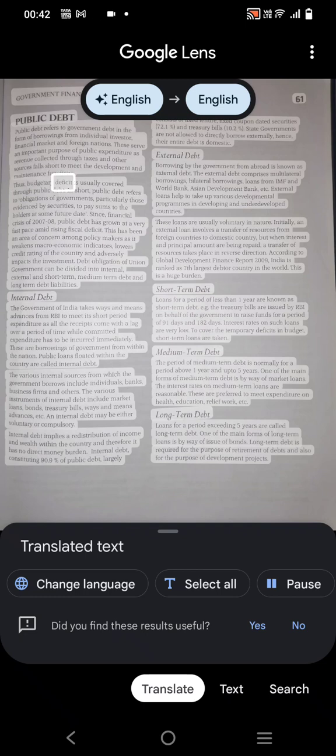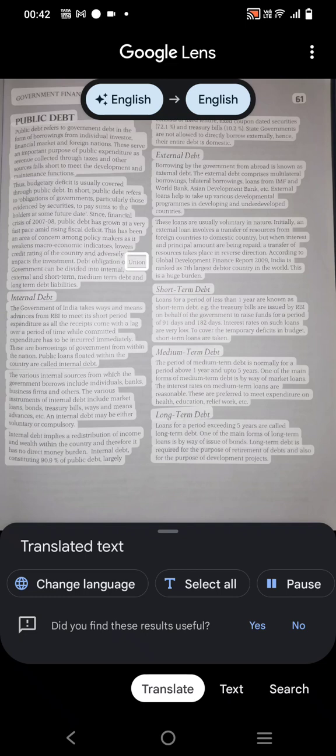Thus, budgetary deficit is usually covered through public debt. In short, public debt refers to obligations of governments, particularly those evidenced by securities, to pay sums to the holders at some future date. Since the financial crisis of 2007-08, public debt has grown at a very fast pace amid rising fiscal deficit. This has been an area of concern among policymakers as it weakens macroeconomic indicators, lowers credit rating of the country and adversely impacts investment.